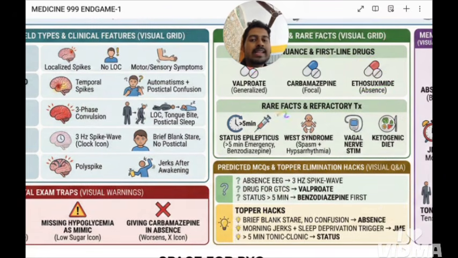Okay. Now, for status epilepticus, the first choice is always a benzodiazepine. It can be either midazolam or lorazepam. These are the first line of choice, or it can be diazepam. Nowadays, we prefer midazolam and lorazepam. Diazepam is less preferred.